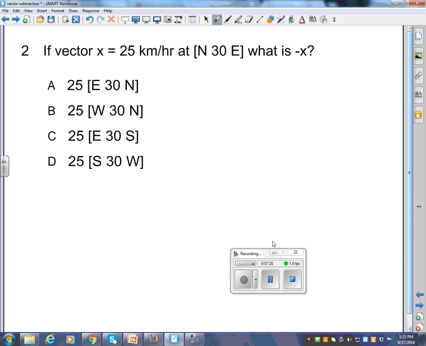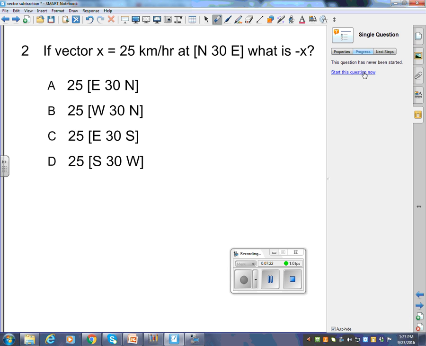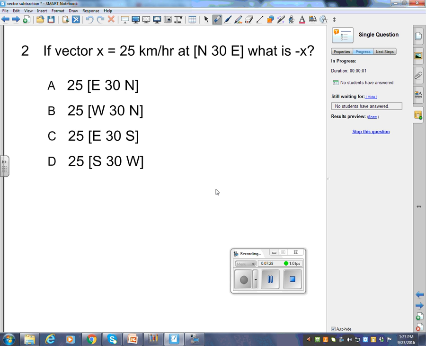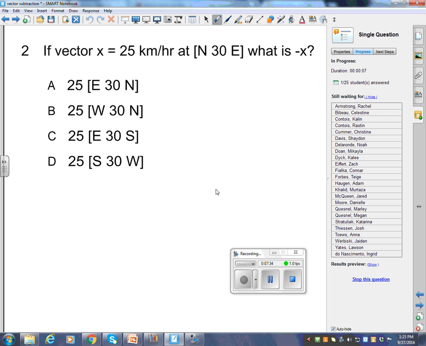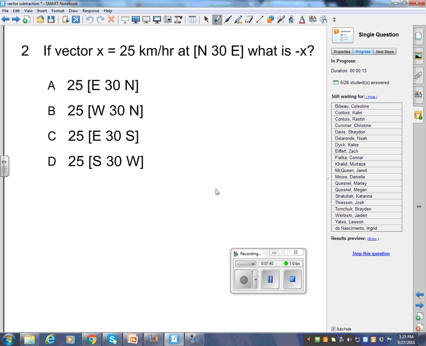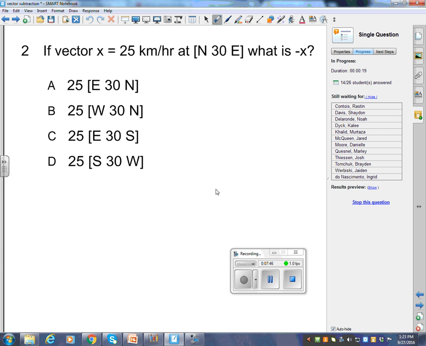Okay, here's another one. If vector x is 25 kilometers an hour at north 30 east, what is minus x? I don't mean to put any pressure on you, but this morning's class got 100% on this question.